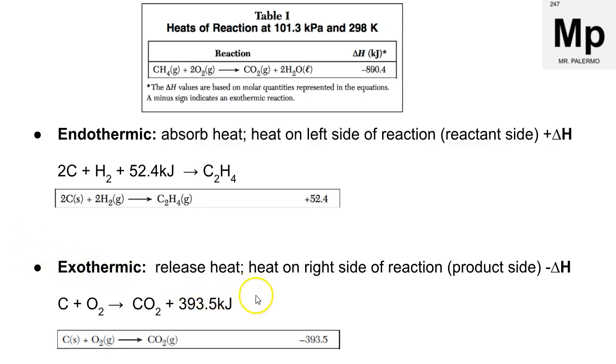Again, if it's not listed in the reaction, you can go in table I, and you can see here that the delta H is -393.5, so we know it's exothermic, and then I know to place my heat energy on the right-hand side.